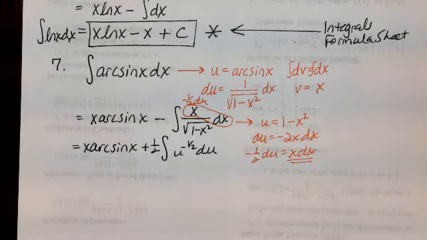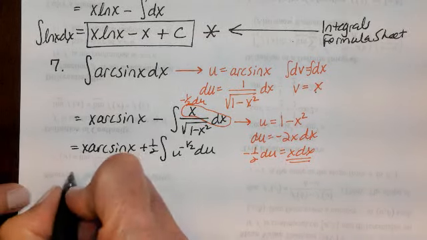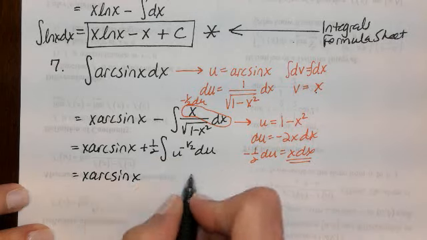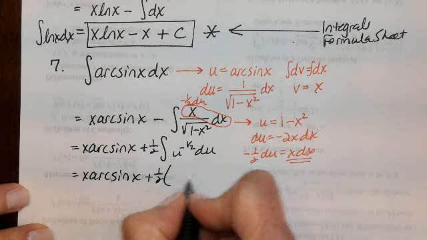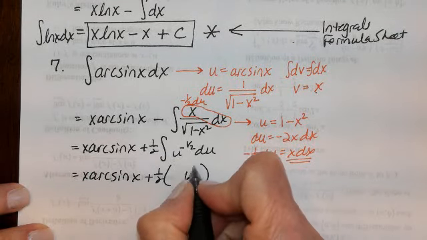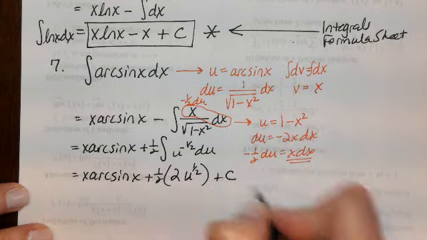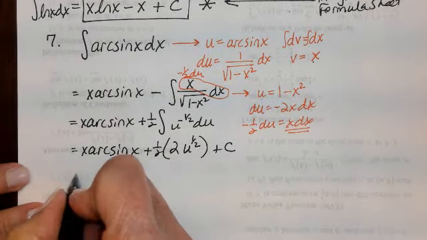Pull that up, because now we're back to power rule. We have to use the power rule. So pull that up to the top to use the power rule on it. All right, so this is 1/2 times, so this will be u to the positive 1/2 times 2. And now it's time for your plus c.